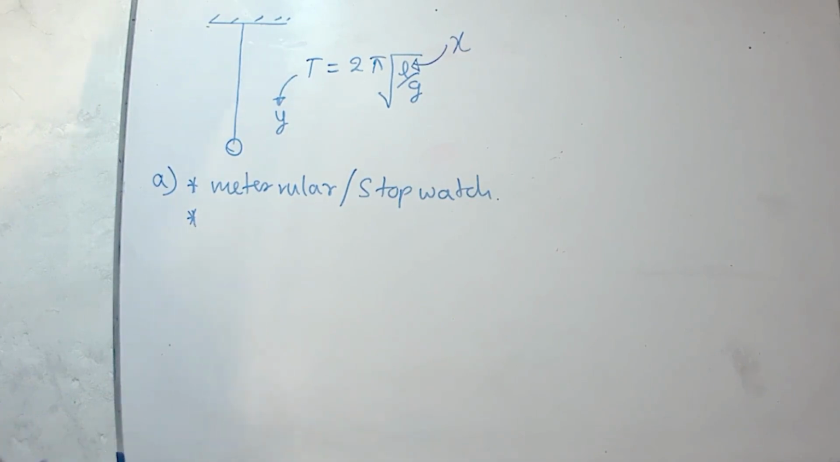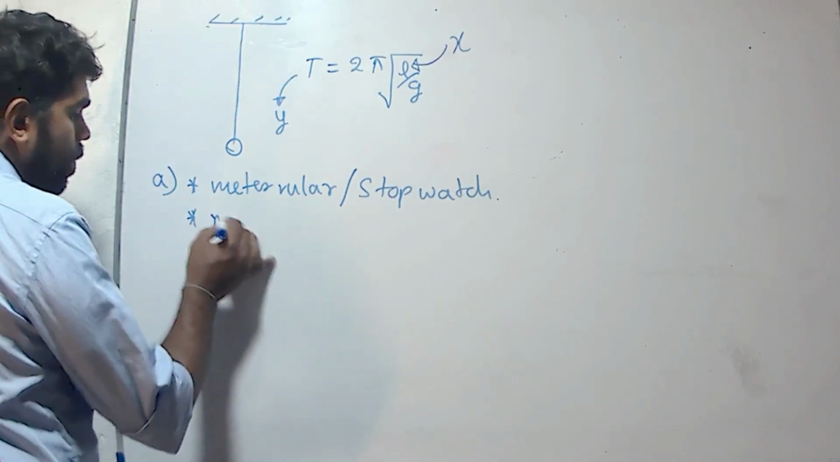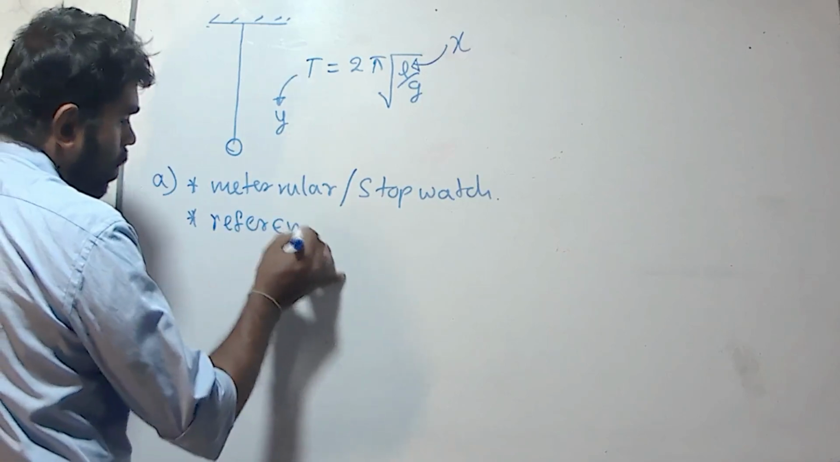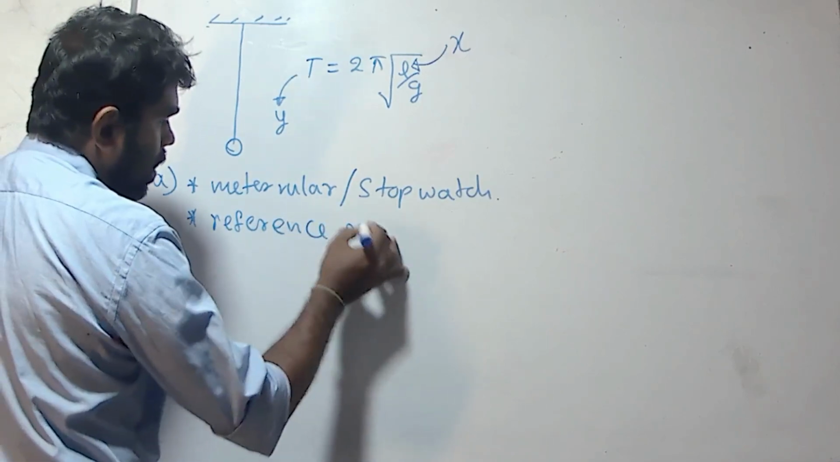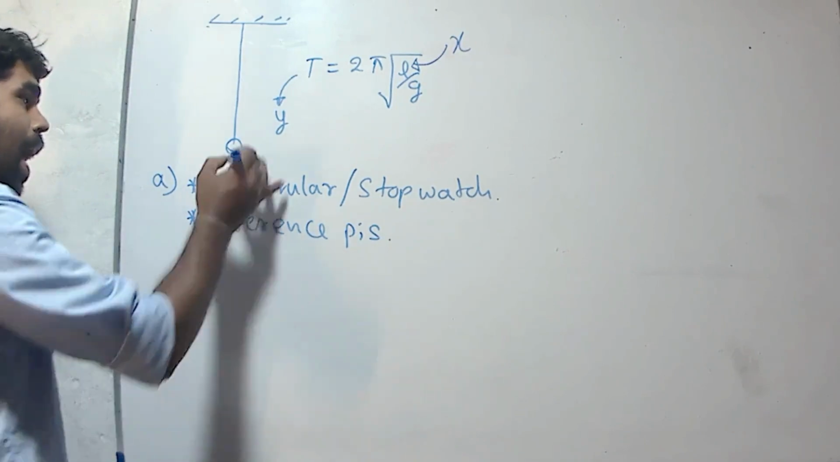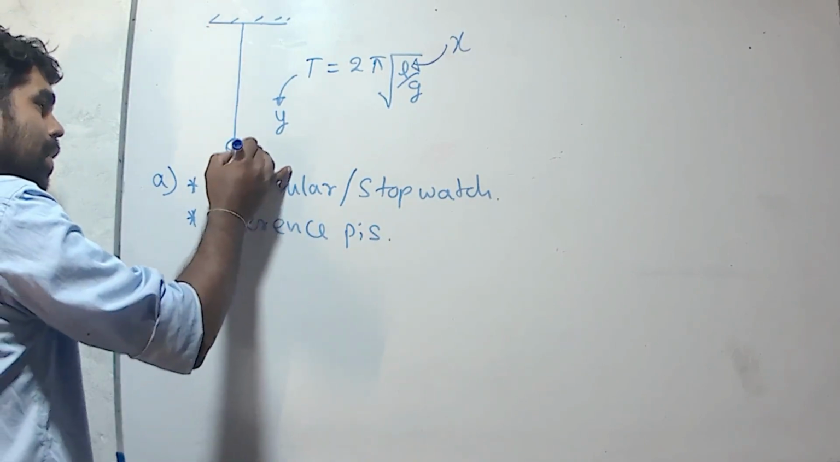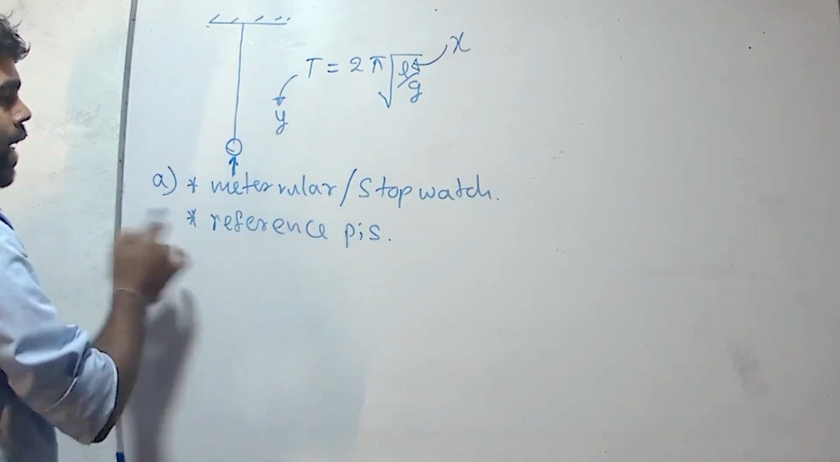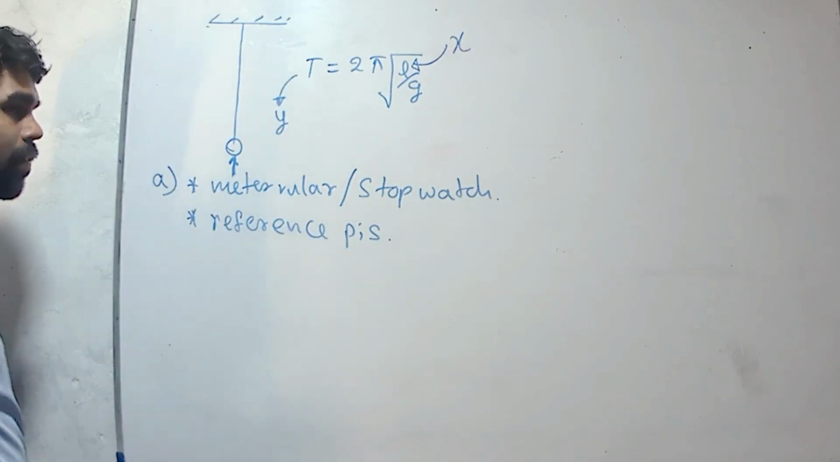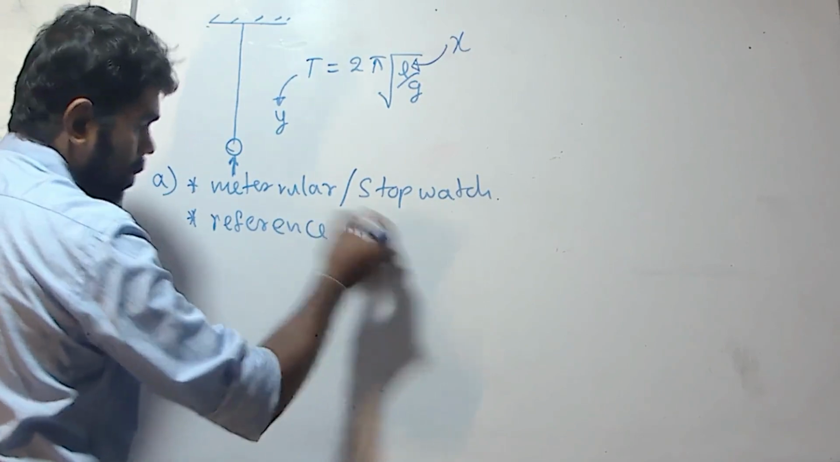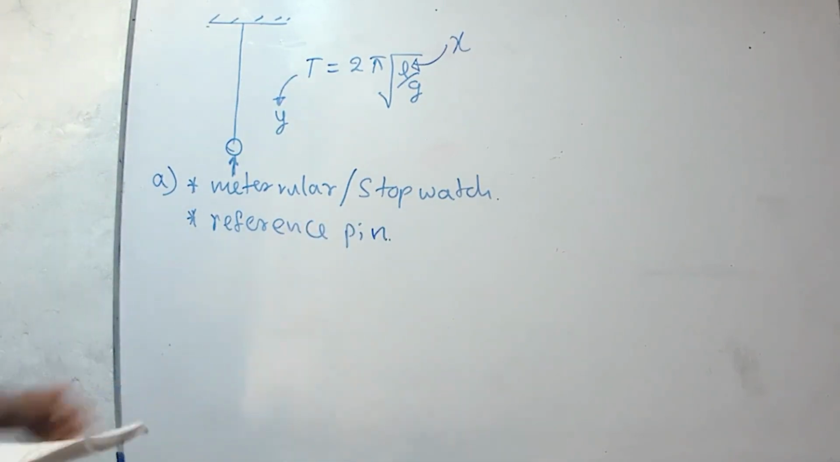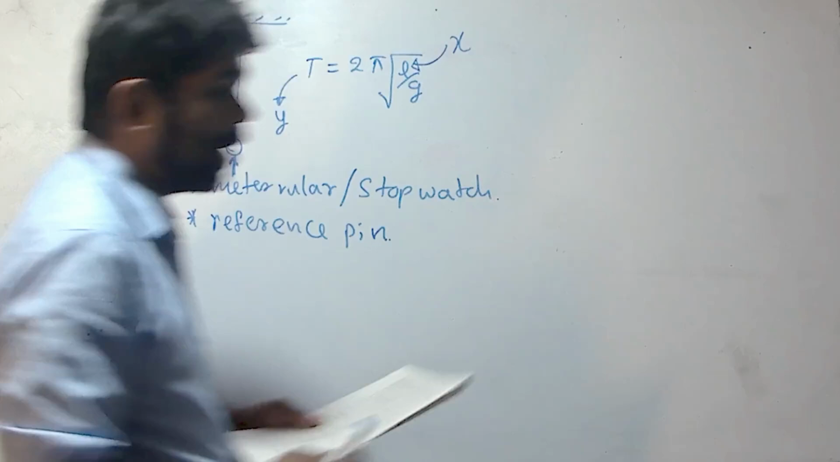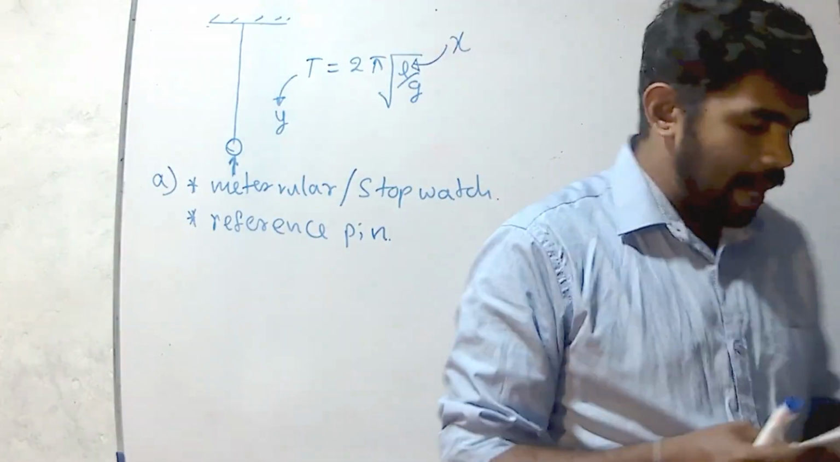We have to use a reference pin as additional items. We are placing the reference pin at this place, and we can count the number of oscillations by using this reference pin. It is the additional item we have to use for the practical.